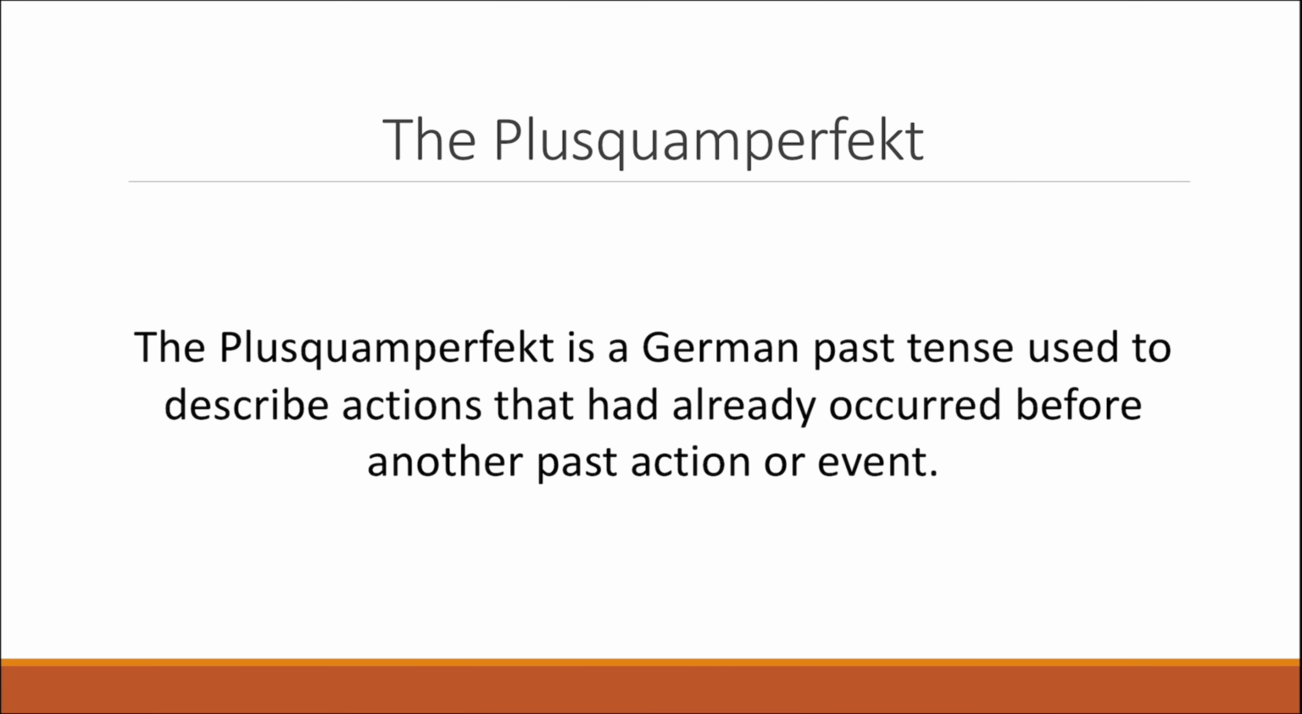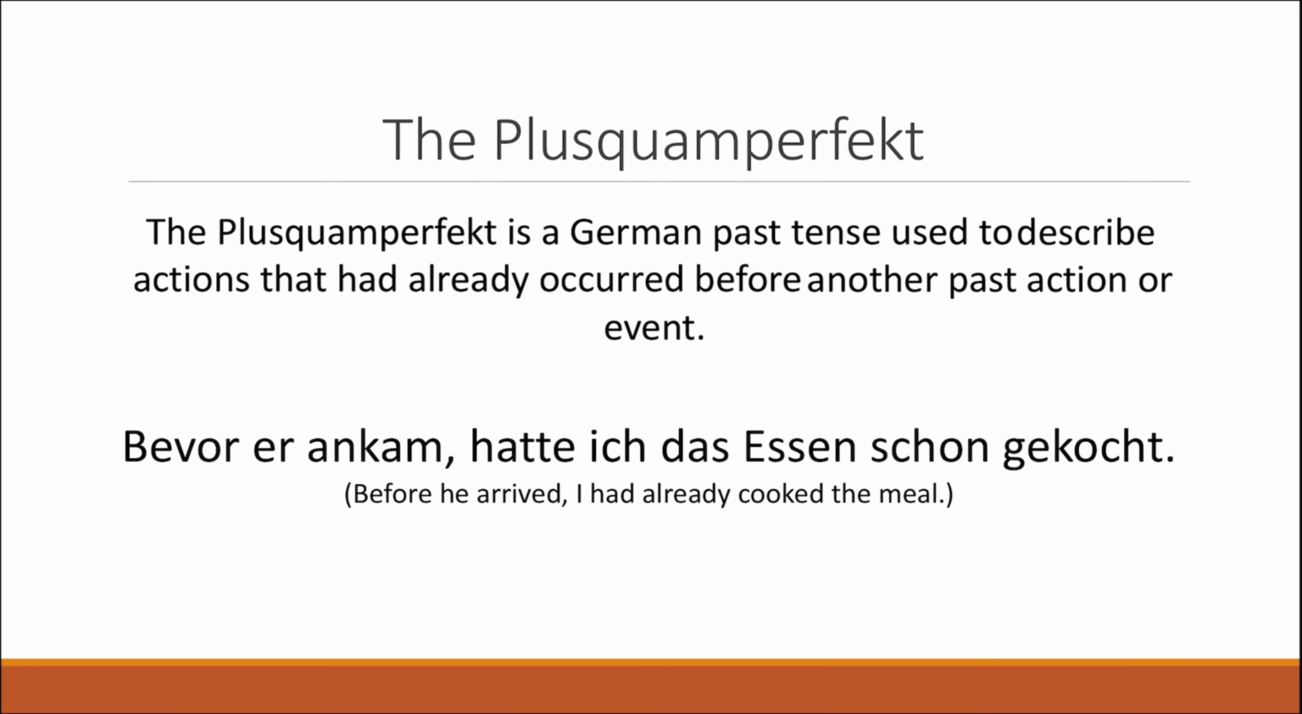Well, the Plusquamperfekt is basically a German past tense used to describe actions that had already occurred before another past action or event. Let's consider an example. Bevor er ankam, hatte ich das Essen schon gekocht. Before he arrived, I had already cooked the meal.